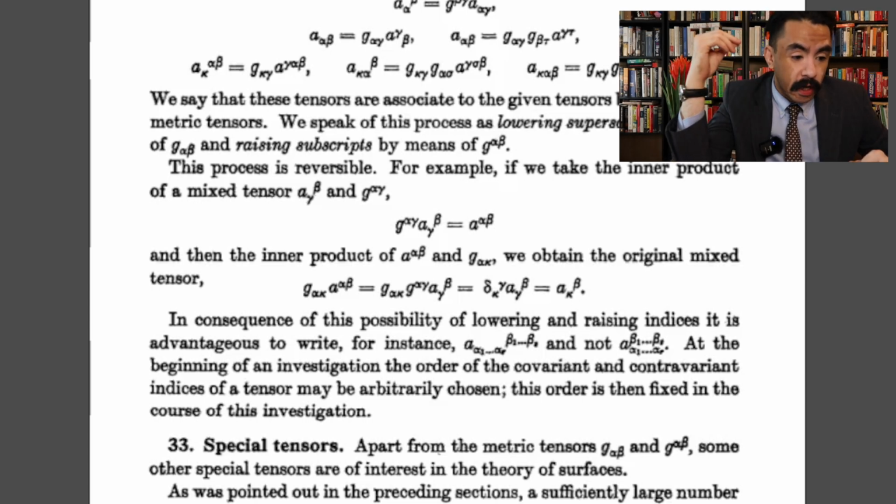At the beginning of an investigation, the order of the covariant and contravariant indices of a tensor may be arbitrarily chosen. This order is then fixed in the course of this investigation.